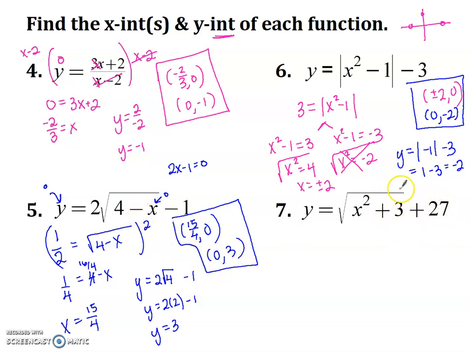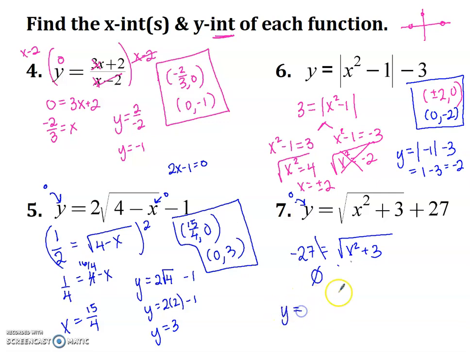Now for this last example, again, to find your x-intercept, you're plugging 0 in for y. So again, you need to move anything outside the square root over. And then to get rid of a square root, you square both sides. But before you get rid of this, this means the positive square root. So they're saying the positive square root of x squared plus 3 equals negative 27. Well, that is not possible. So there's no real solution to this equation. So that means there's no x-intercepts.